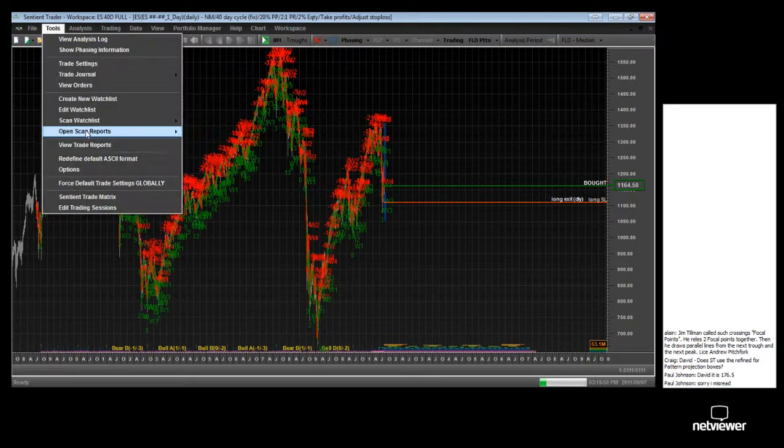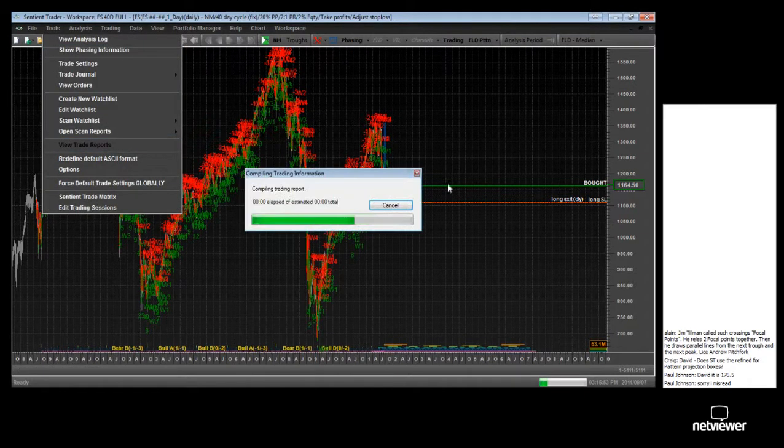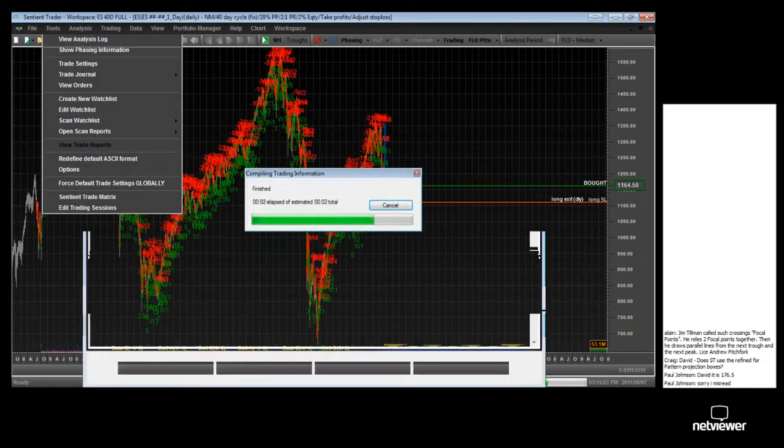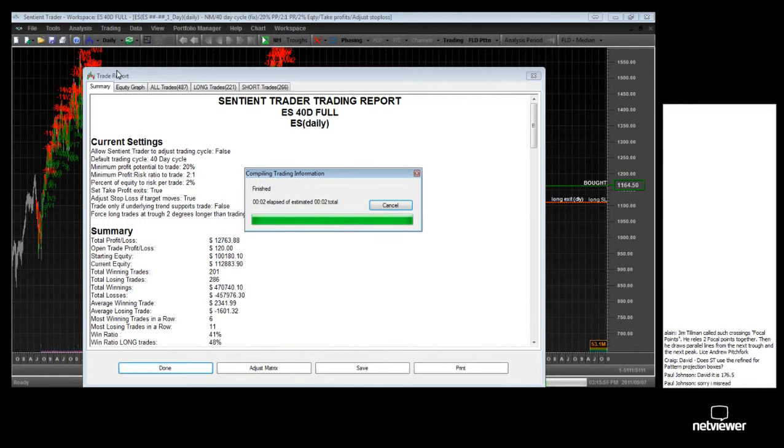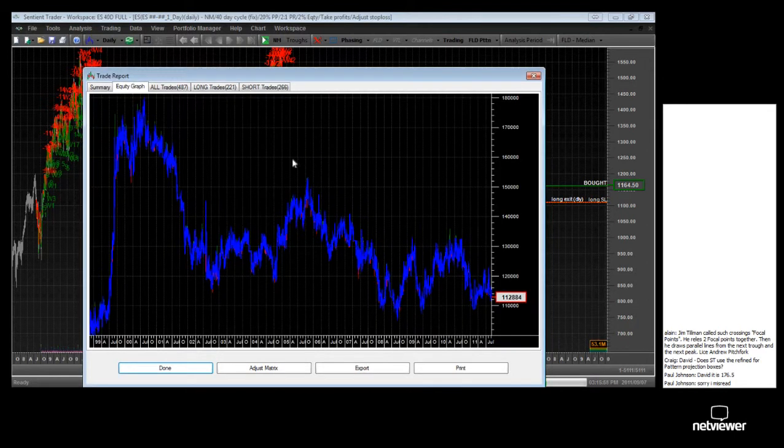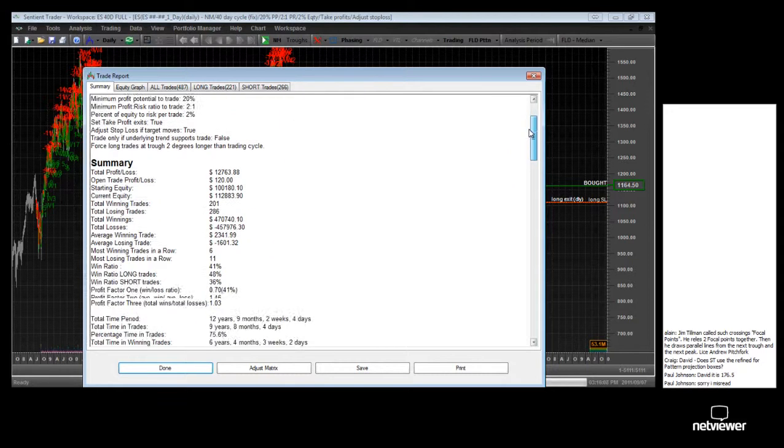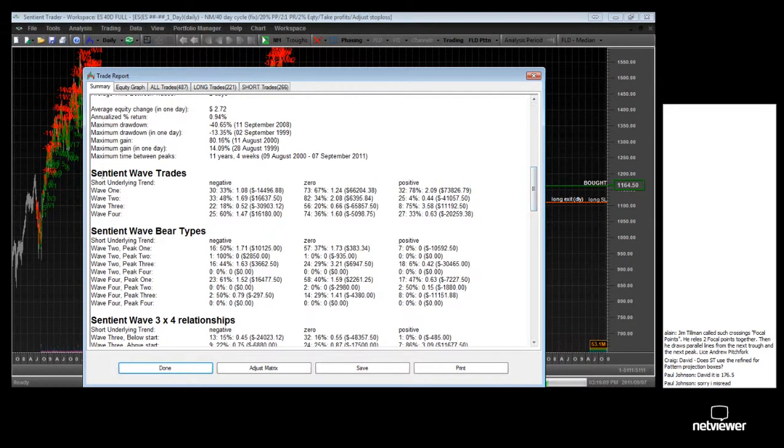I'm not sure if I resaved this. I think I might have resaved this trading history with a different trading matrix when I did this in Trader Chat 2 weeks ago. So I think I might have the wrong trading history on this. But let's see if I can demonstrate the principles.